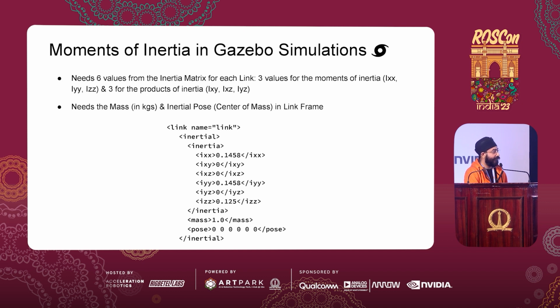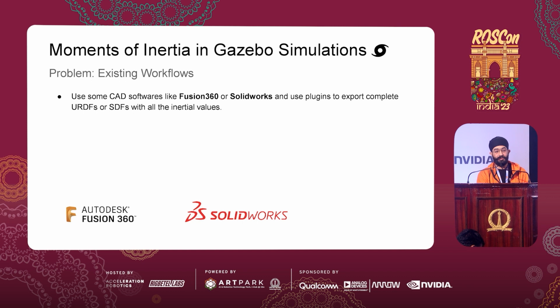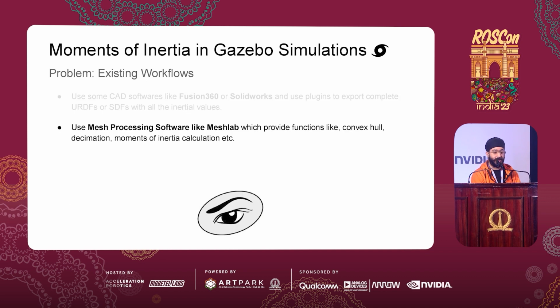And now let's discuss the actual pain points of the users, which are the existing workflows to get the accurate inertial values for the robotic links. One of those workflows is that many people design their robots using some kind of CAD software like Fusion 360 or SolidWorks, and they provide plugins for exporting the URDF that already calculate the inertias and put those in the SDF or the URDF that is exported.